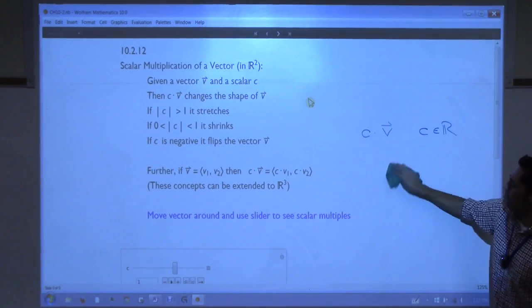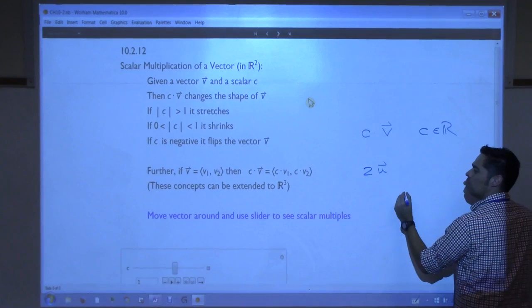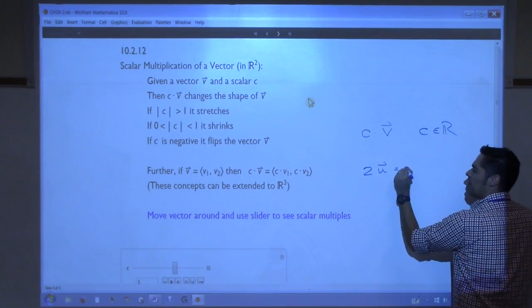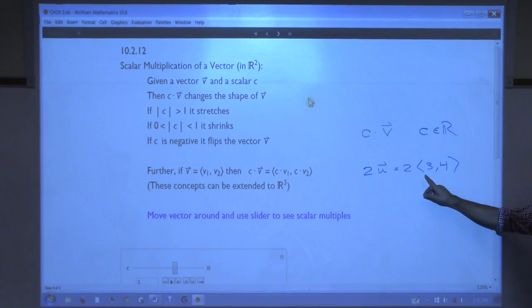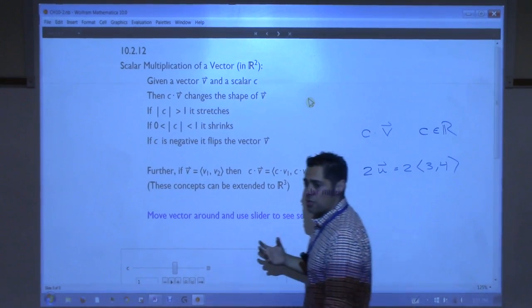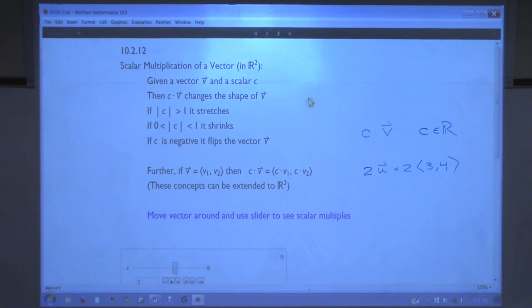An example of this would be something like 2 times the vector u, which I could say maybe 2 times the vector 3, 4. You see how this looks? A scalar times a vector. Whenever you have this sort of multiplication, the number that you multiply geometrically is doing something to the vector. All right? It's doing something to it.